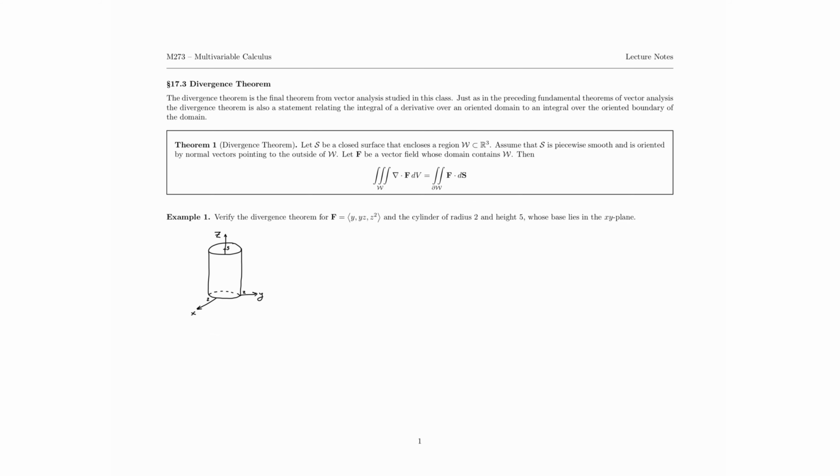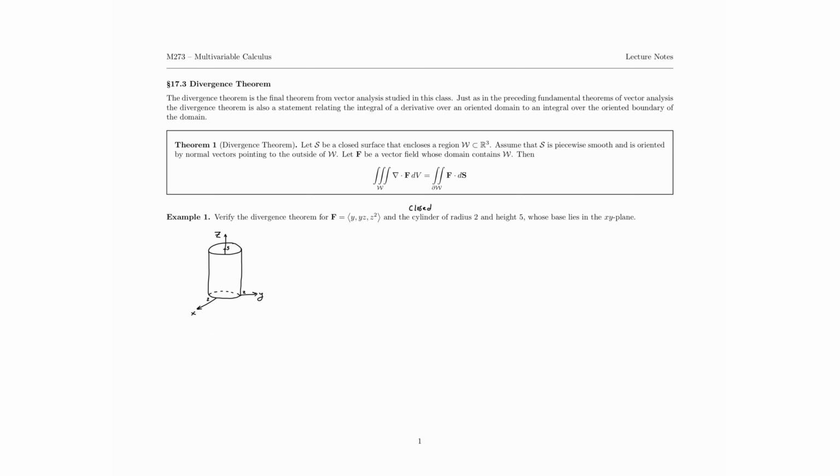So an important note here is that S is a closed surface. Normally a cylinder isn't closed. In this case, I've always just added this in. I always forget to type this. So we're just going to say closed. We're just going to add that in, okay. So we've got a closed cylinder, and verify the divergence theorem.